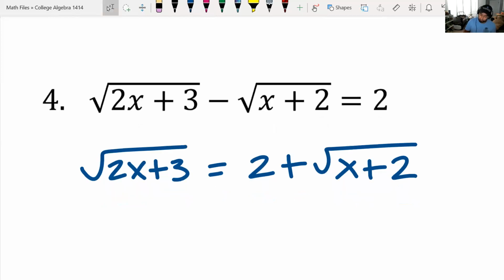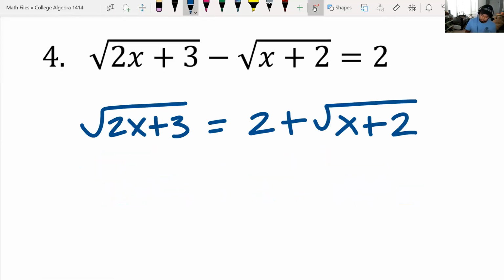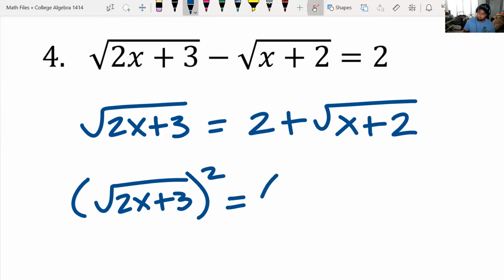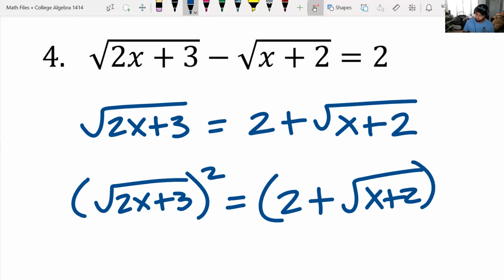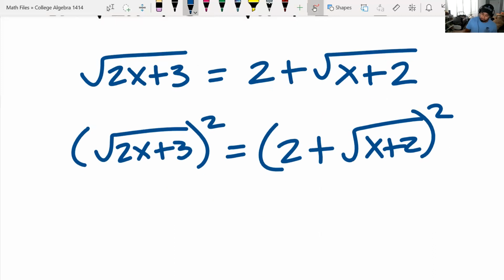So we'll say (2x plus 3) squared equal to (2 plus the square root of x plus 2) squared. So we're squaring both sides, and now lots and lots and lots of cleanup. All right, so on the left side, the radical and the square cancel. So 2x plus 3 is all that's left over.